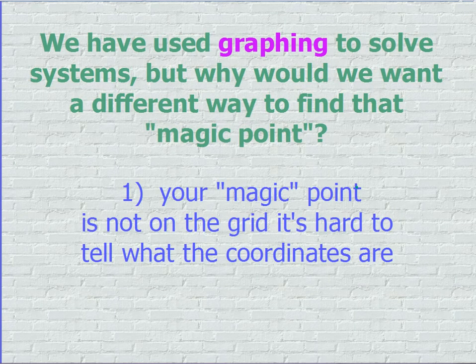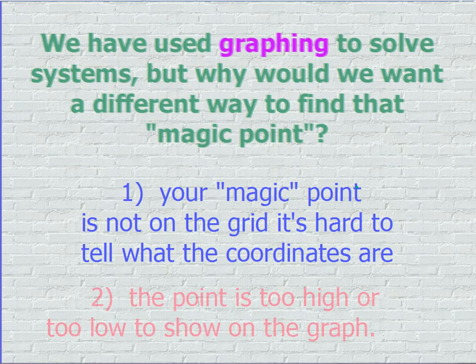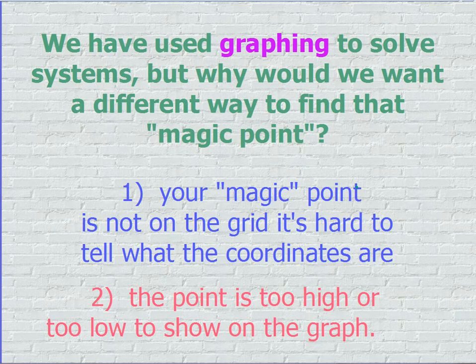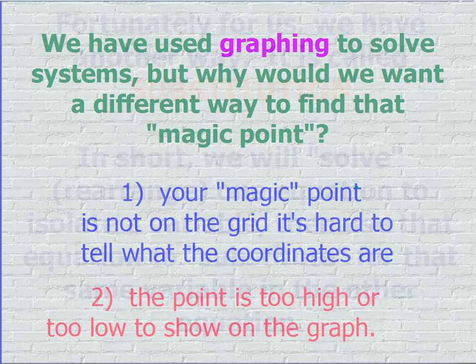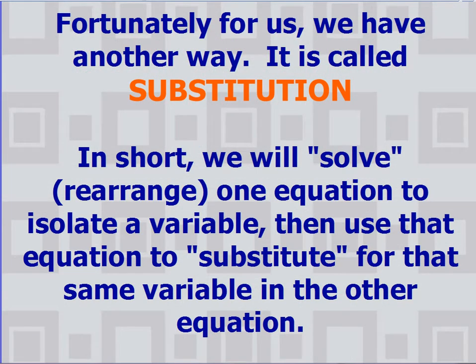For instance, what if your intersection point is not on a perfect grid? What if the coordinates were decimals or fractions, and it's hard to tell exactly what the coordinates are? Or the point is too high or too low to actually show on a graph with any reasonable effort. Well, fortunately for us, we have another way to solve systems of equations called substitution.